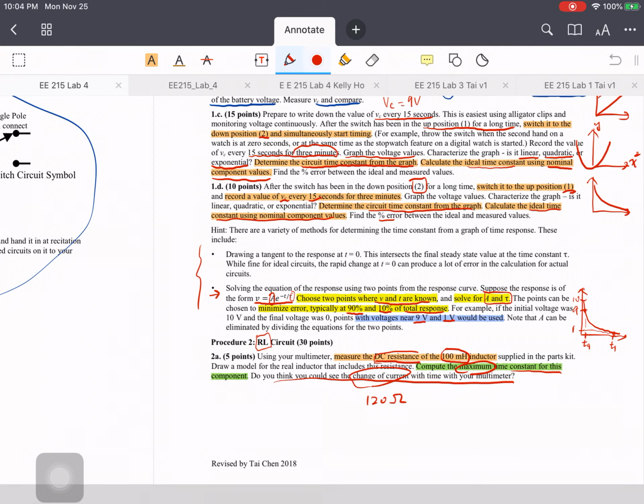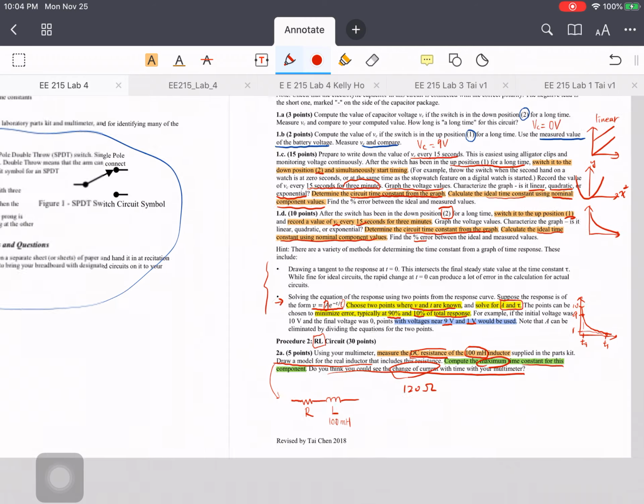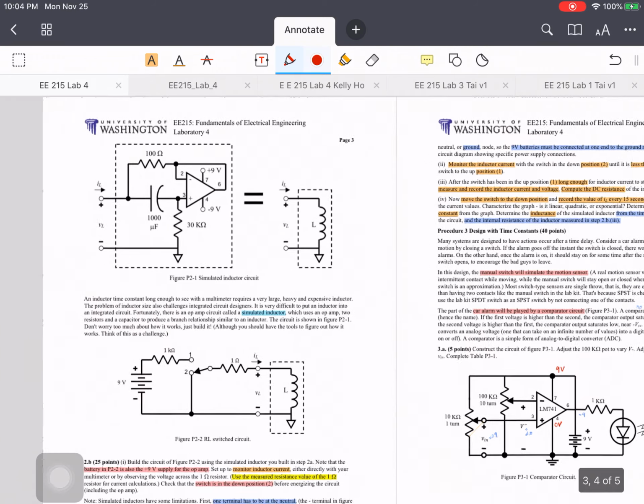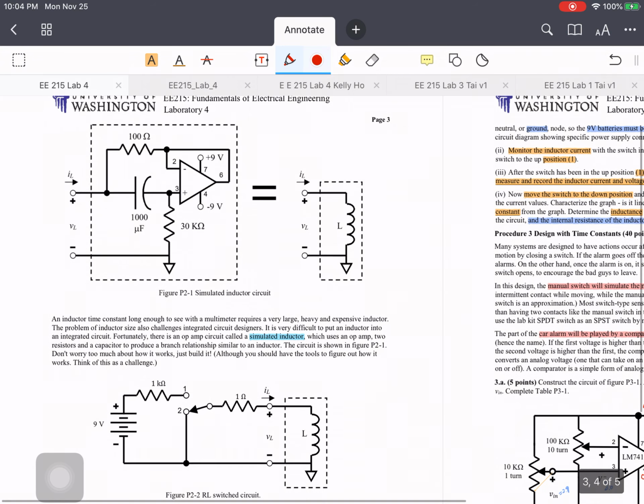So here it also requires us to draw a model for the real conductor, including this resistance. So this model should look like the following. Intuitively, it should be this R, which you measure, and then this is the L, which is 100 millihenry. Okay, let us move on to the next procedure.